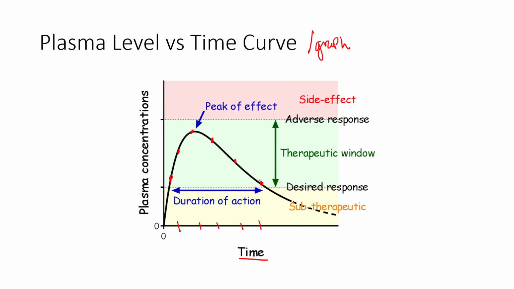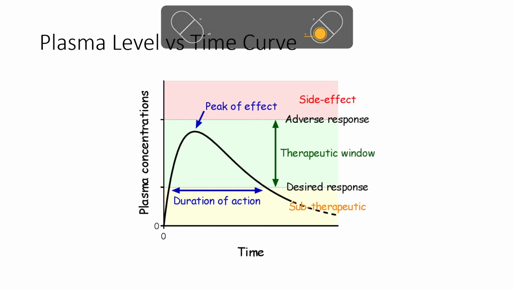This is usually a curve because once you administer the drug, it will undergo elimination processes. So do not expect a linear line. It is always going down.